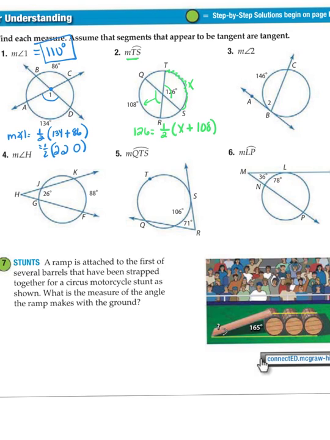If I multiply both sides by 2, I'm going to get 252 equals x plus 108. And when I subtract 108 from each side, it looks like we're going to get about, what, 144? So the missing arc measure is about 144 degrees.